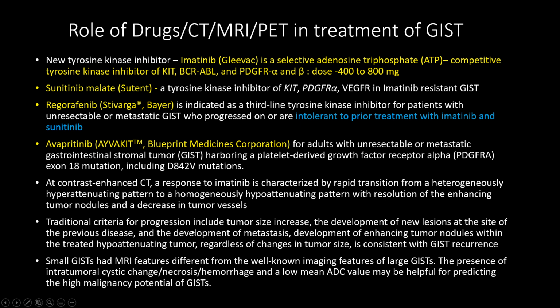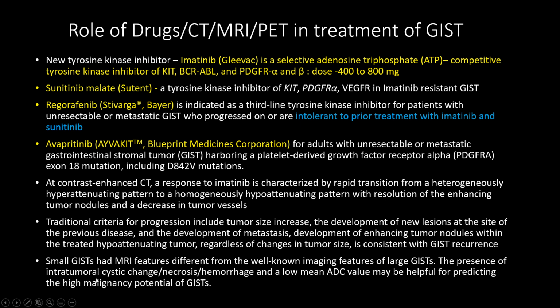Other bad signs of prognosis or bad signs of response are increase in tumor size, development of new lesions, development of metastasis, and development of enhancing tumor nodules in the previously hypoattenuating tumor. Regardless of change in the tumor size, this is consistent with GIST recurrence, bad prognosis, or poor response to imatinib treatment.